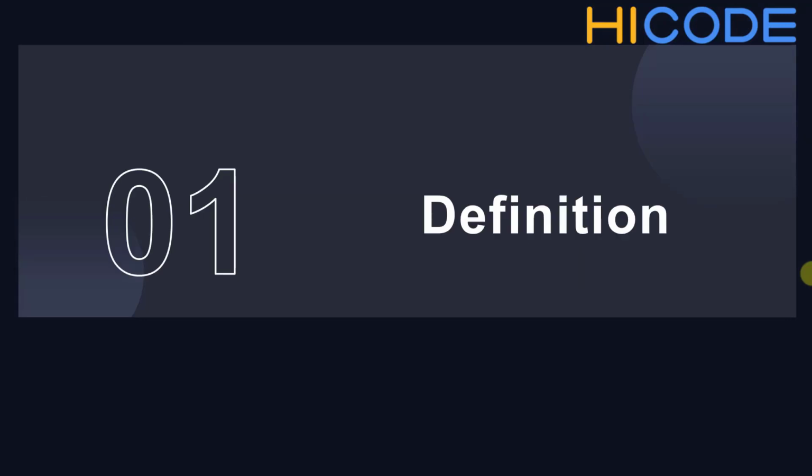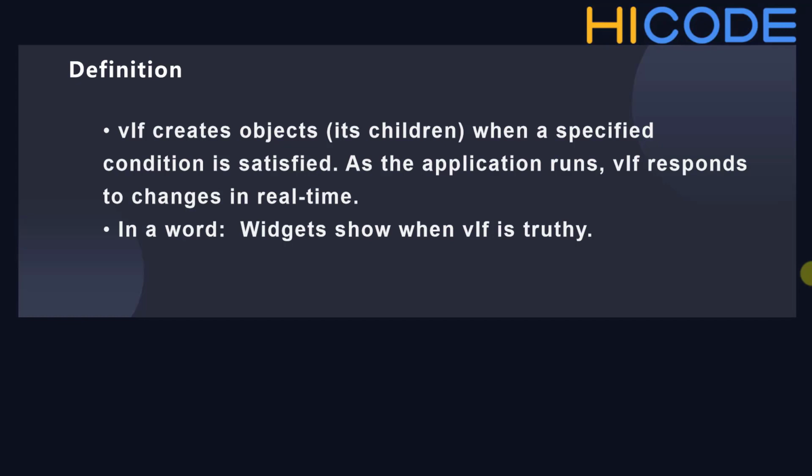First, what is If? If Widget creates objects that are under it when the specified condition is satisfied. As the application runs, If responds to changes in real time. For example, if the condition is changed from truthy to falsy, If will hide its children. In a word, widgets show when If is truthy.